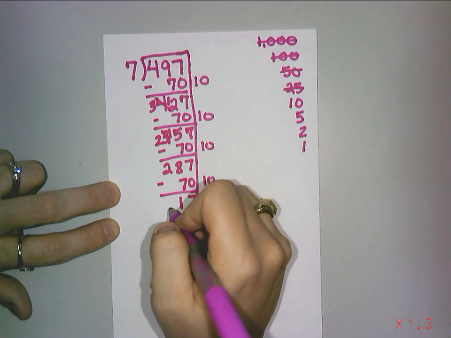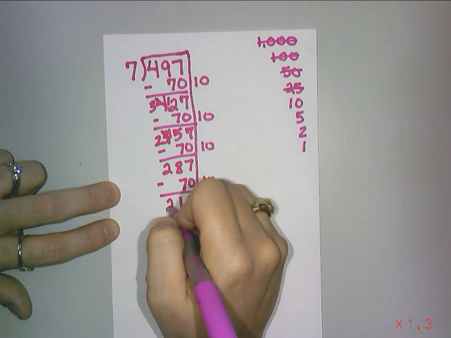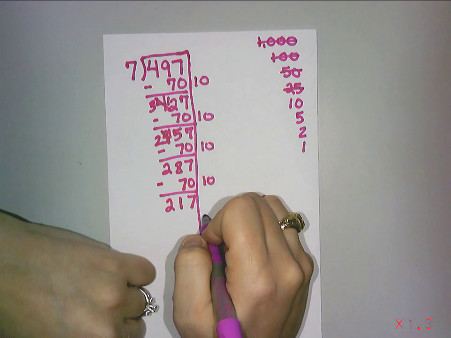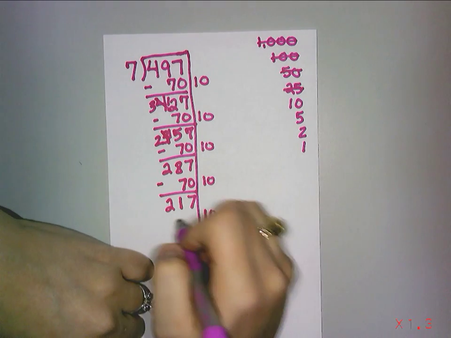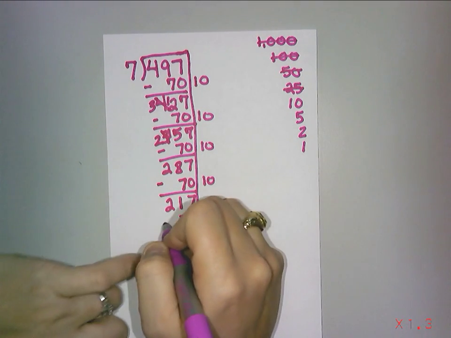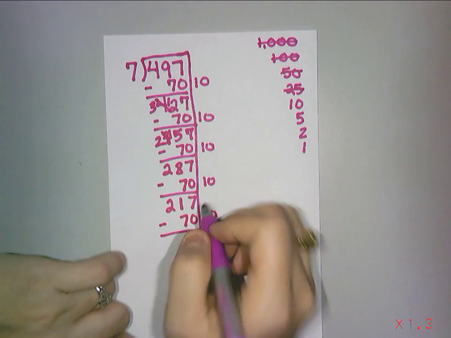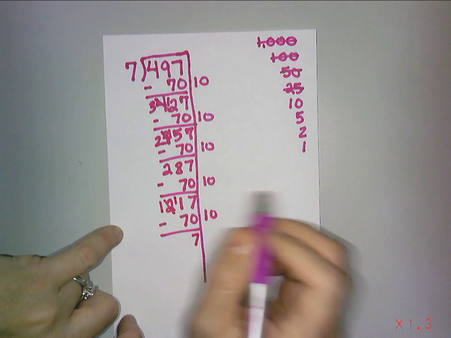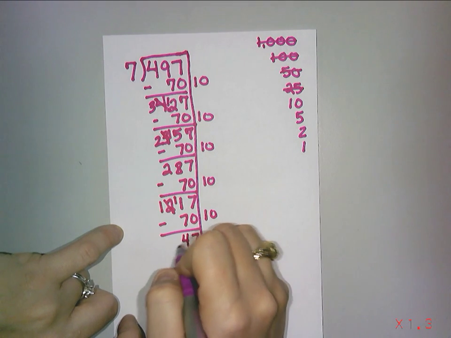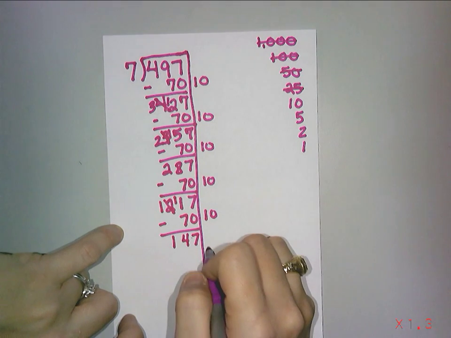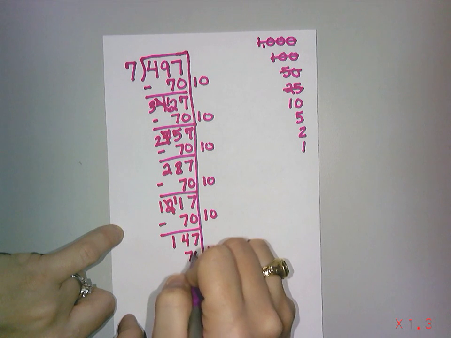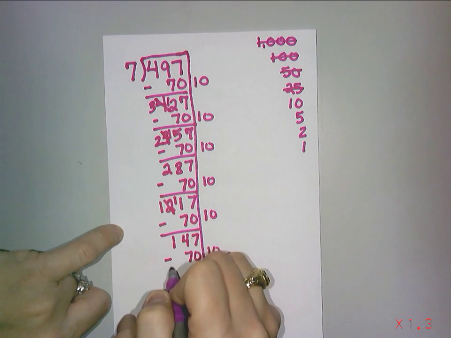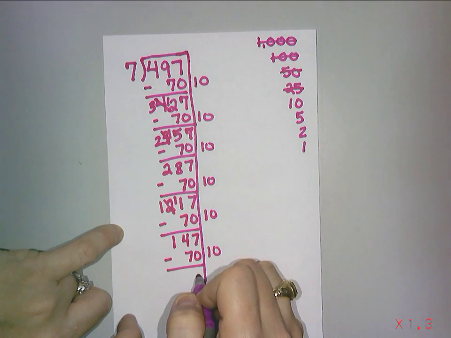Now, we know that 10 isn't the only number we can use. We could do the same problem. I'm just going to rewrite it over here to the side using different numbers. I know that 1,000 and 100 still don't work, but could I use 50? I know that 7 times 5 is 35, and I add a 0, which is smaller than 497.